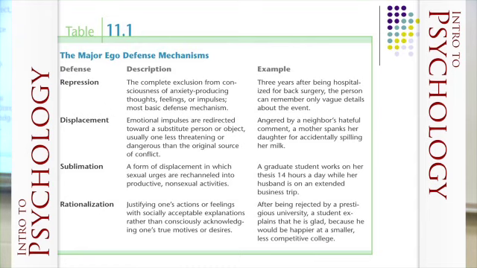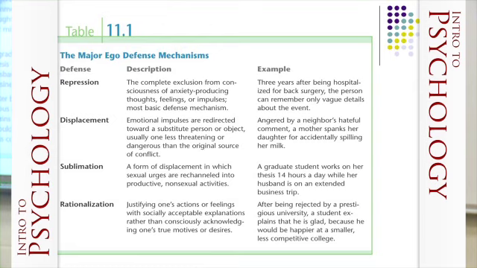Displacement. Emotional impulses are redirected toward a substitute person or object, usually one less threatening or dangerous than the original source of conflict. So, example is, angered by a neighbor's hateful comment, a mother spanks her daughter for accidentally spilling her milk. Okay. Sublimation, a form of displacement in which sexual urges are rechanneled into productive non-sexual activities. A graduate student works on her thesis 14 hours a day while her husband is on an extended business trip. Okay, that's sublimation.